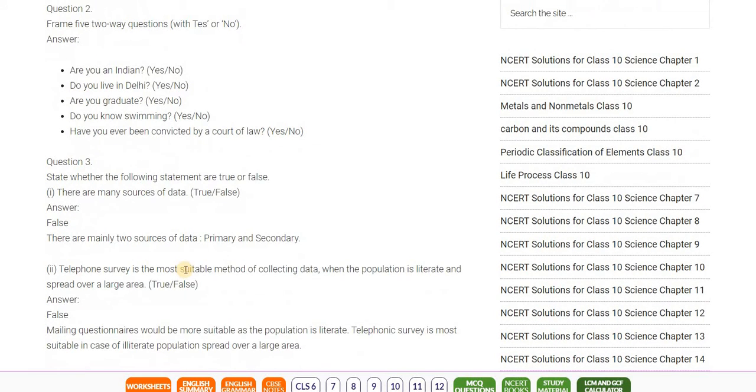Next one, state whether the following statements are true or false. There are many sources of data.